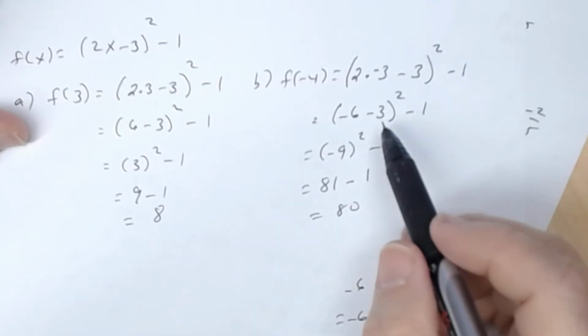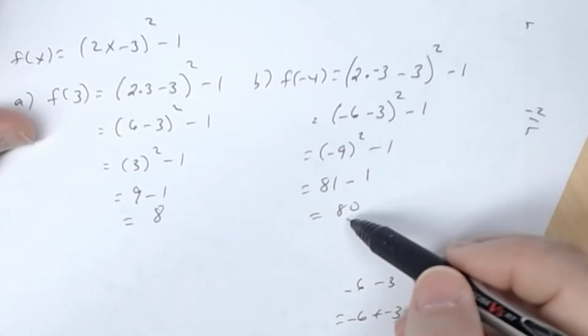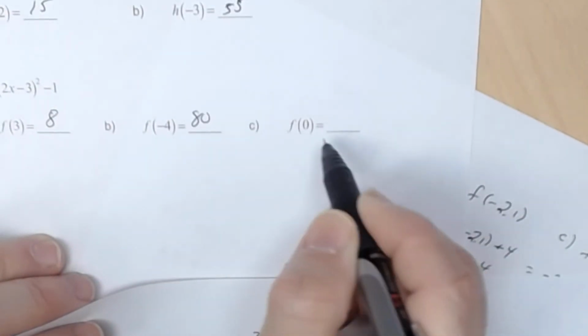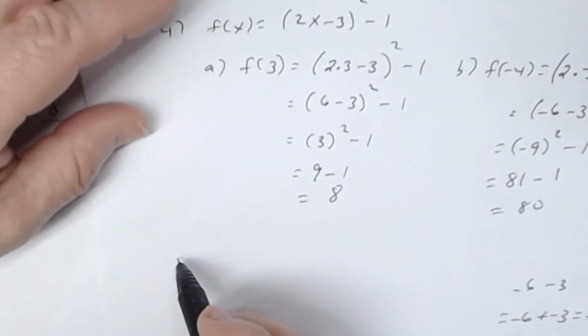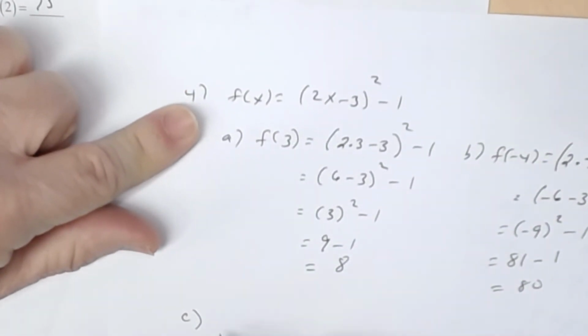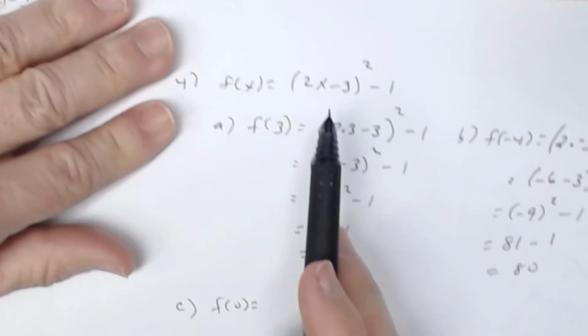So in part B, I get 120. That goes here. Now in part C, you have this. So again, you want to use the same function. So you want to find f of 0. So if we see the variable x, you can substitute 0.